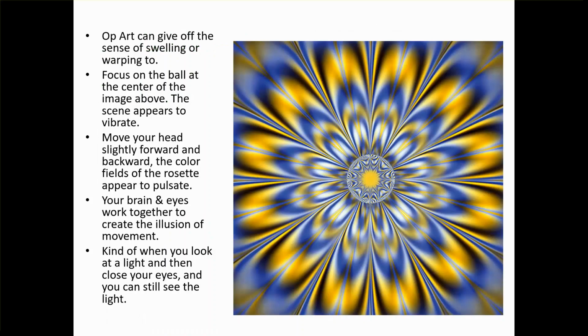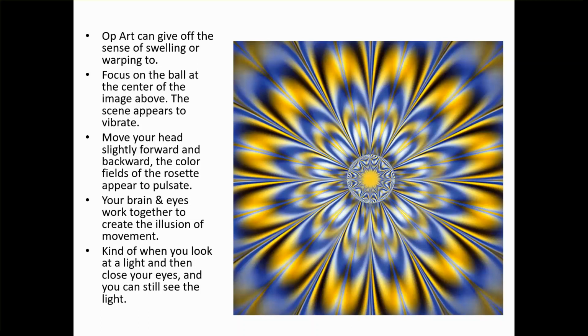So this one's a little bit hard to look at, but I'll have you try it. What I'd like for you to do is take a look at the center. Look at the ball in the center and move your head close to the ball. Move it forward and then slowly move it backward. Move it forward again and slowly move your head on backwards. And this creates an optical illusion.